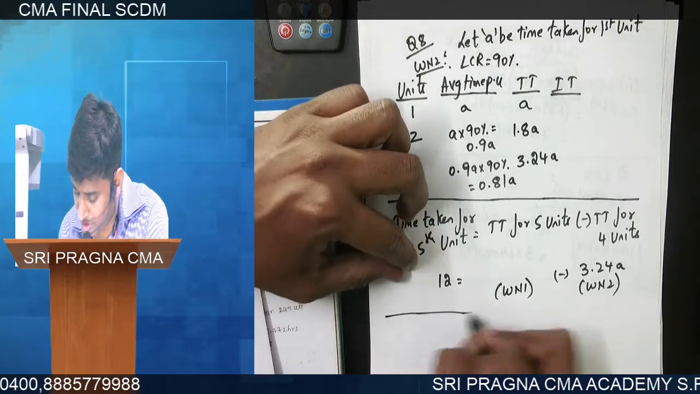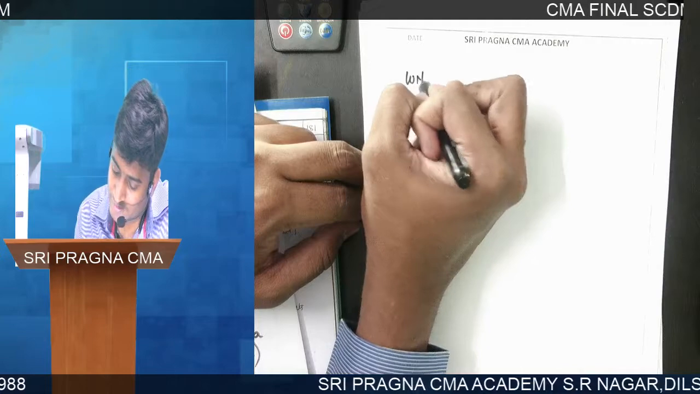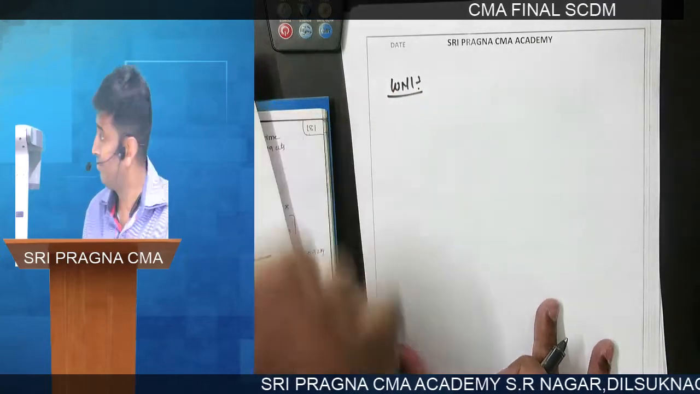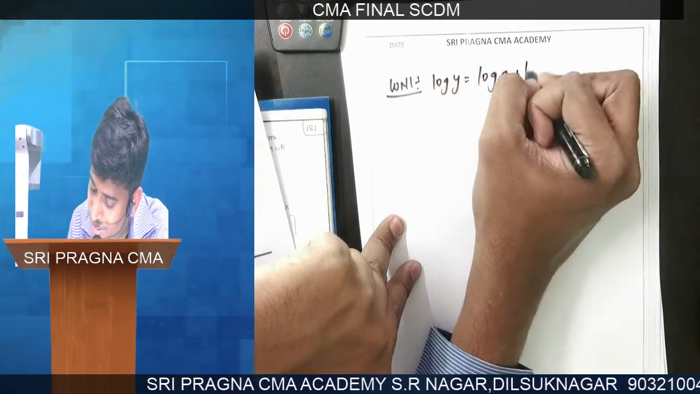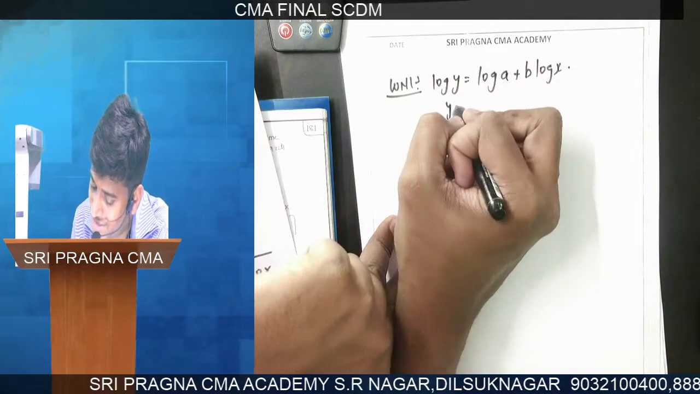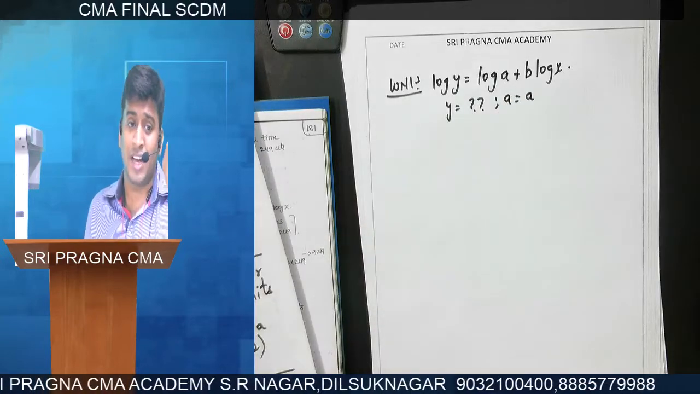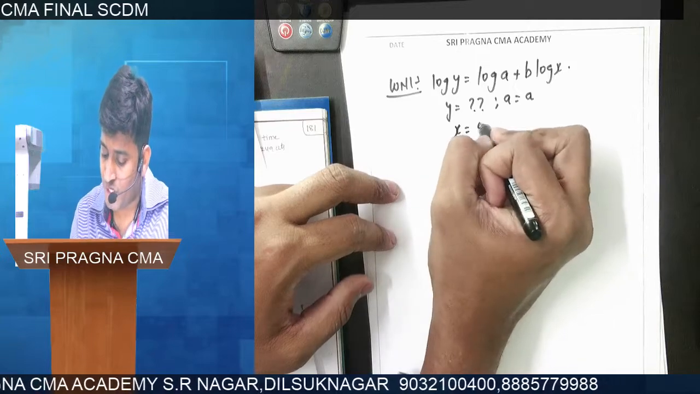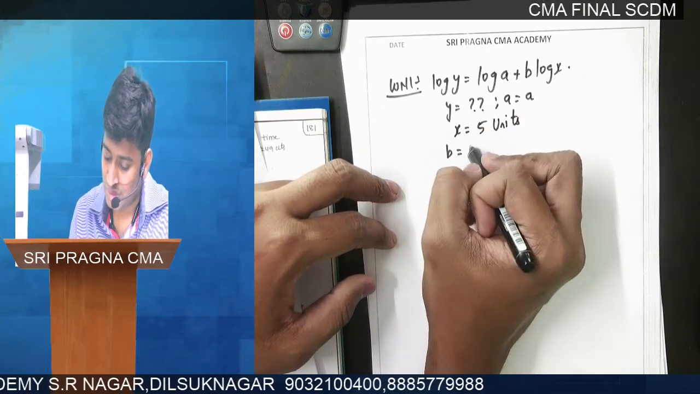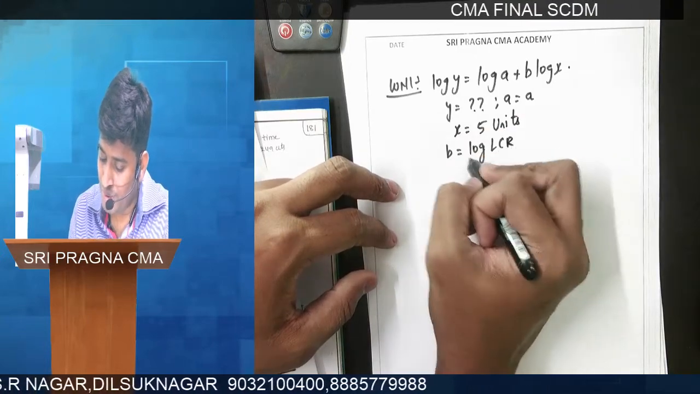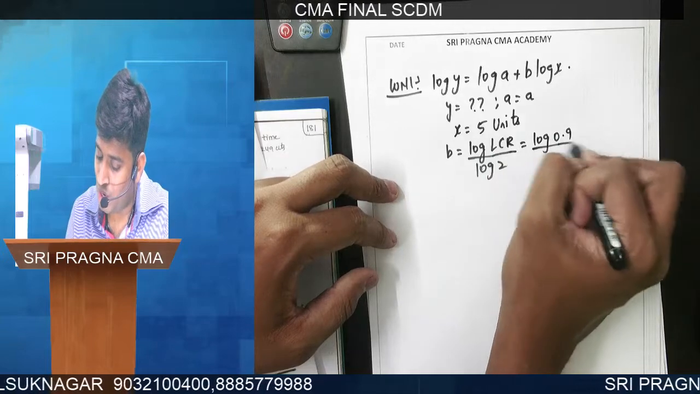What I don't know is working note. Tell me, 1. Okay, here we will do working note 1. Everyone on the screen, tell me the formula. Formula: log a plus b log x, y is not known. a is a only, because it is the time taken for the first unit. x is 5 units. b log LCR, how much? log 90 by log 2, log 0.9 by log 2.